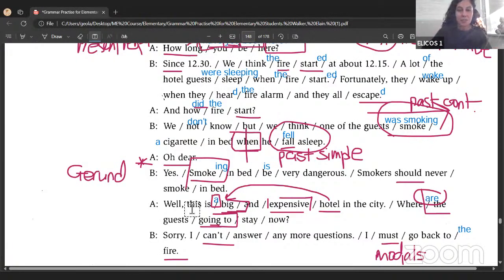And he gave some advice. He said that smoking in bed is very dangerous. And he used the must, where it means very, very important. I must go back to the fire. So the fire is still happening.